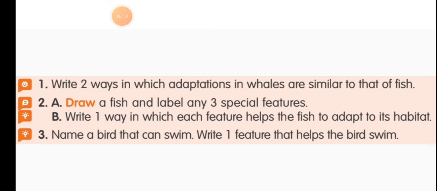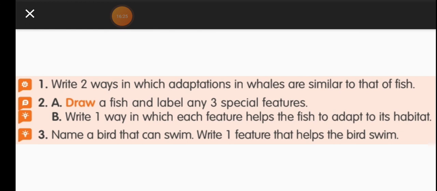And name a bird that can swim. Write one feature that helps the bird to swim. You know very well that it is the duck. It has webbed feet. Because of its webbed feet, the duck, which comes under the birds group, is able to swim and able to live in the water.